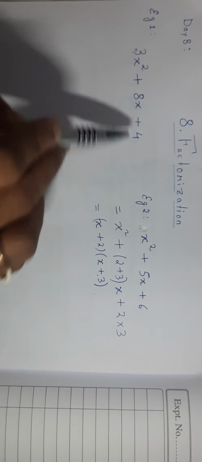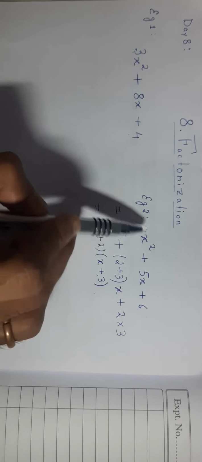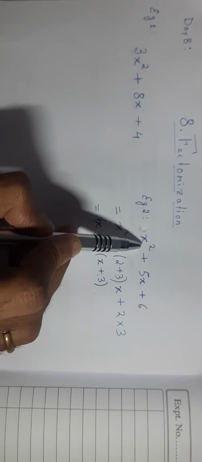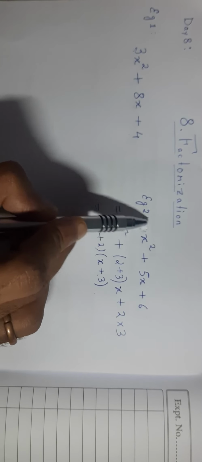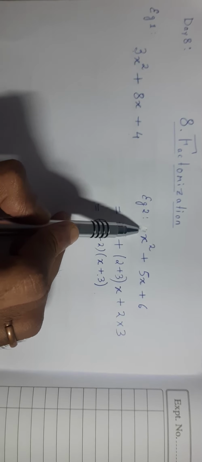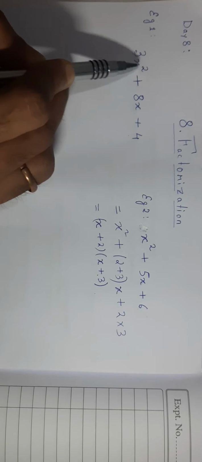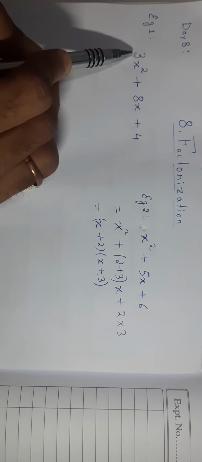If you closely observe both the examples, you will find that in example 2 the coefficient of x square is 1. Nothing is mentioned, that means here the coefficient can be taken as 1. Coefficient means the nearby number. Here in example 1, if you see, you will find that the coefficient of x square is 3.